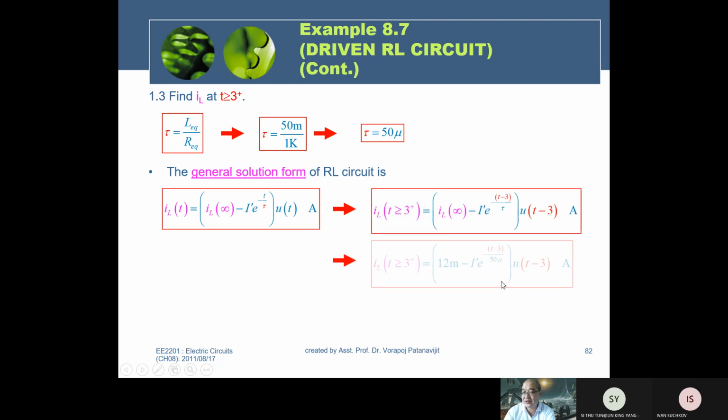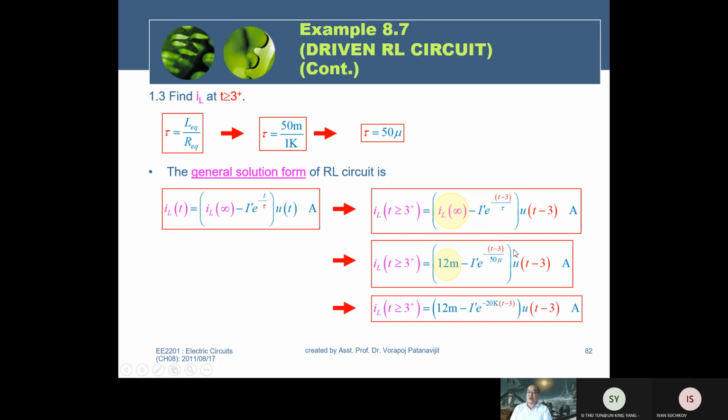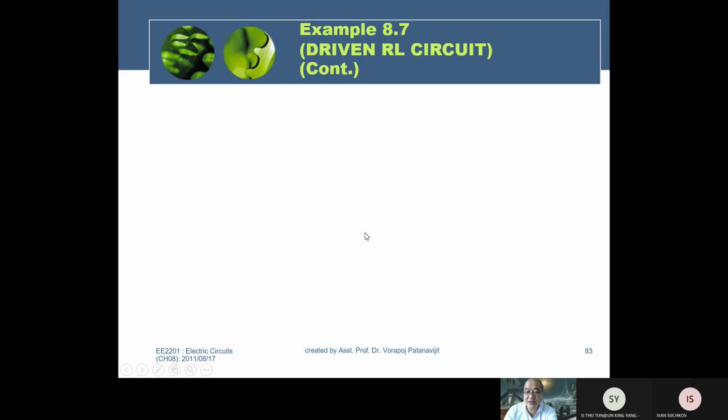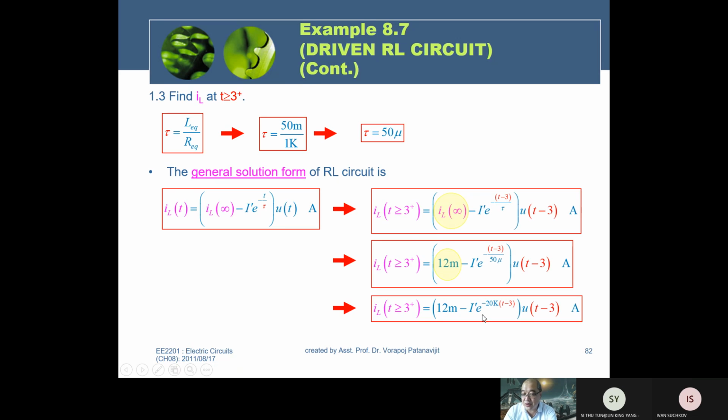And the time constant is equal to 50 micro. The switch is activated at time equal to 3 seconds, so we use the shifting time, every t becomes t minus 3 seconds. Now it's okay, 1.3. But in this case, you can see that the inductor current that you determine is not yet perfect.